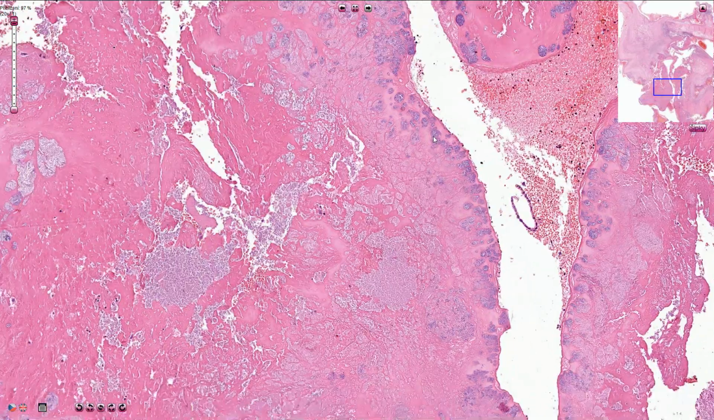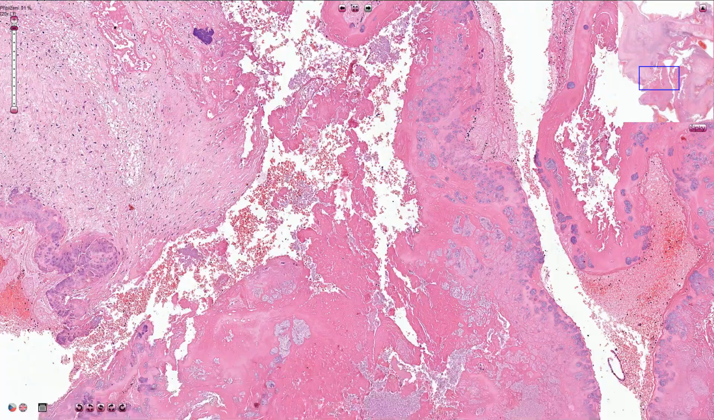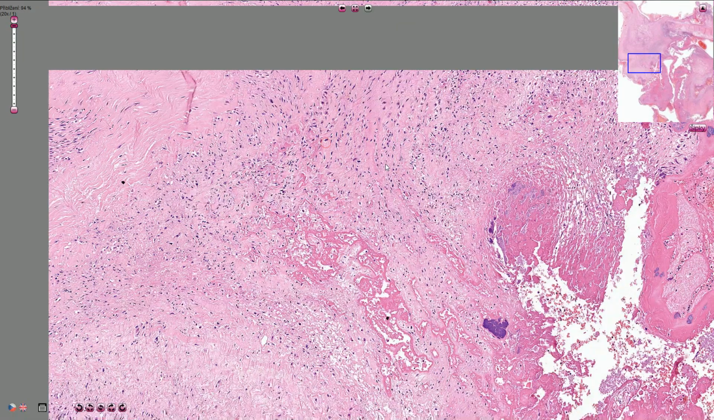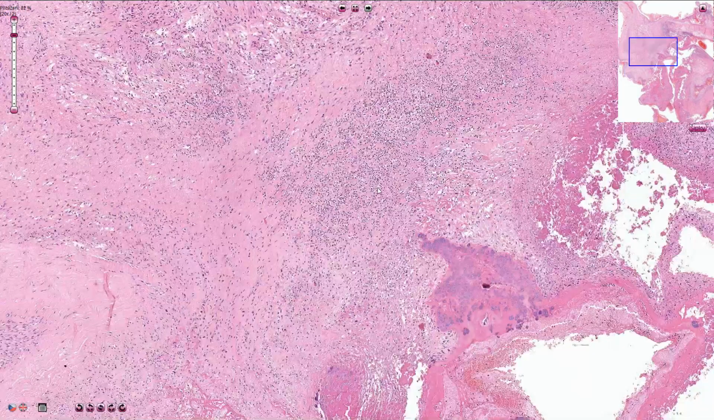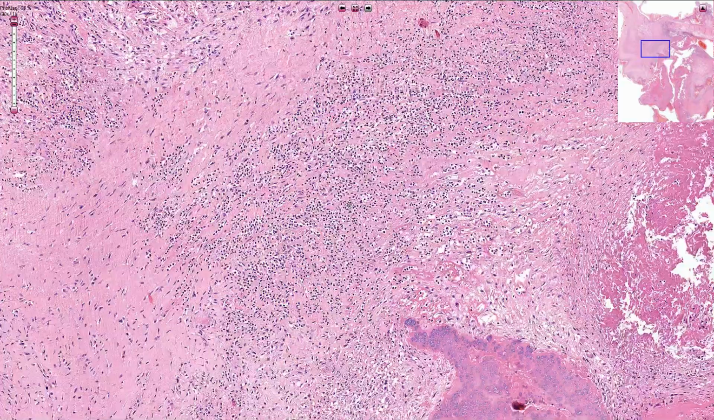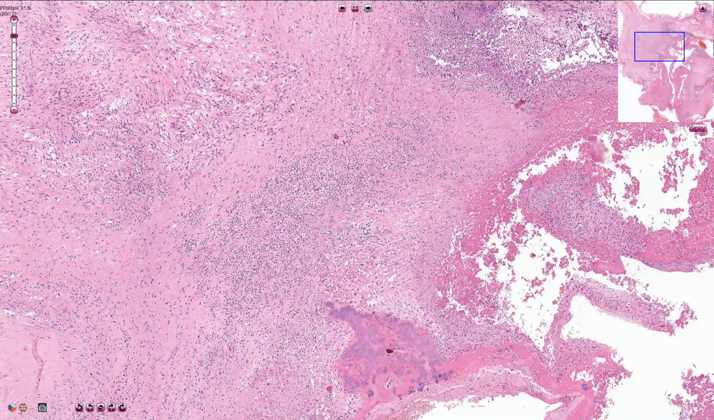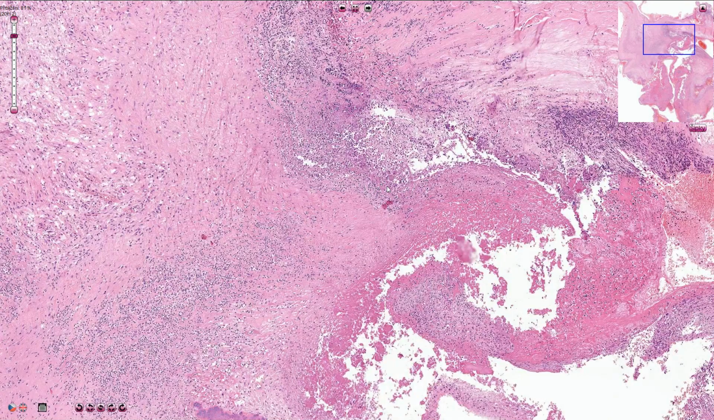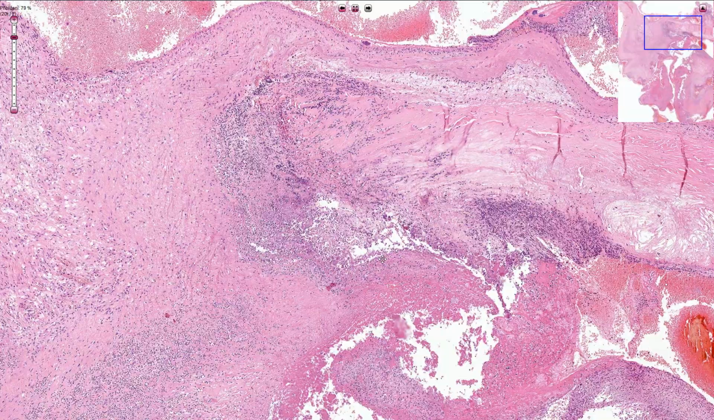And here we can see multiple violet foci, and those represent bacterial colonies. In this part, we can see the valve that consists of hypocellular fibrous tissue. And in some parts of the valve, we can see acute inflammation represented by multiple neutrophils. Aggressive cases of infective endocarditis can sometimes cause the formation of abscesses. We can also see necrosis of the valve.